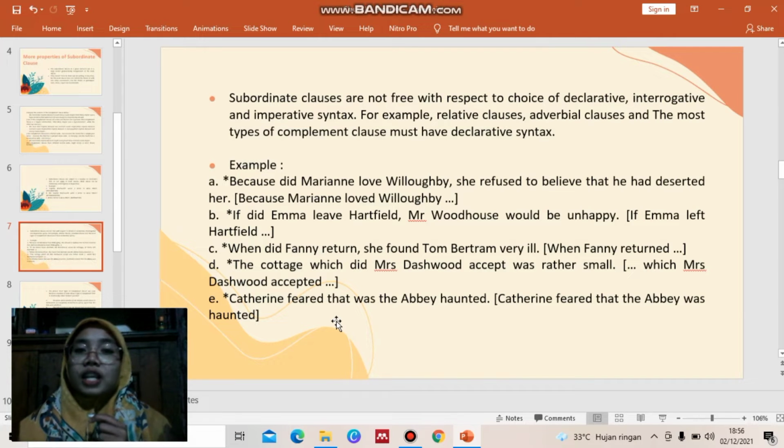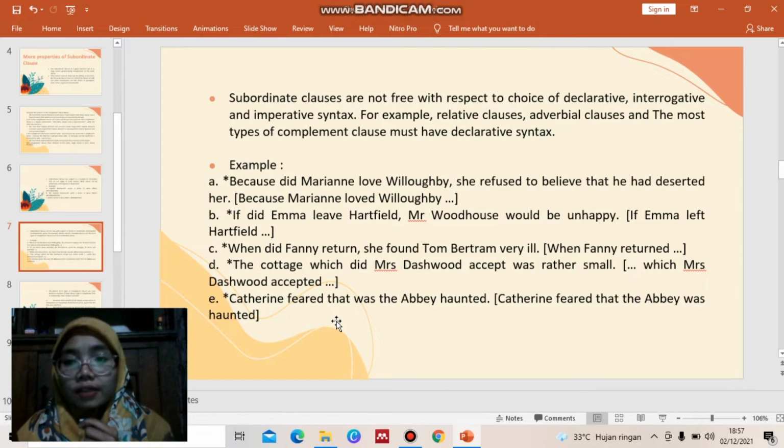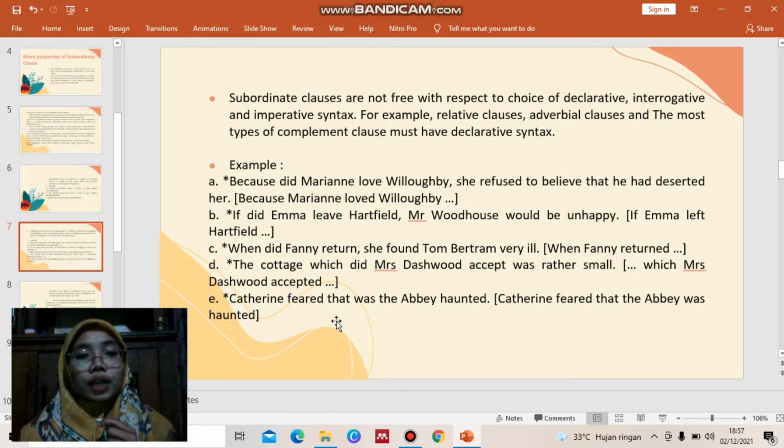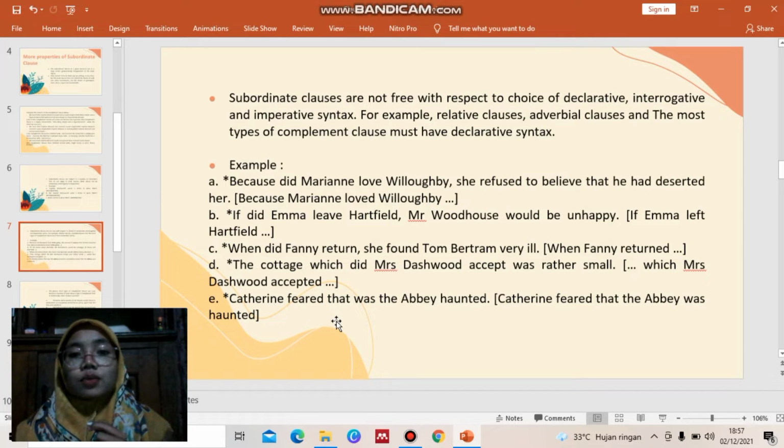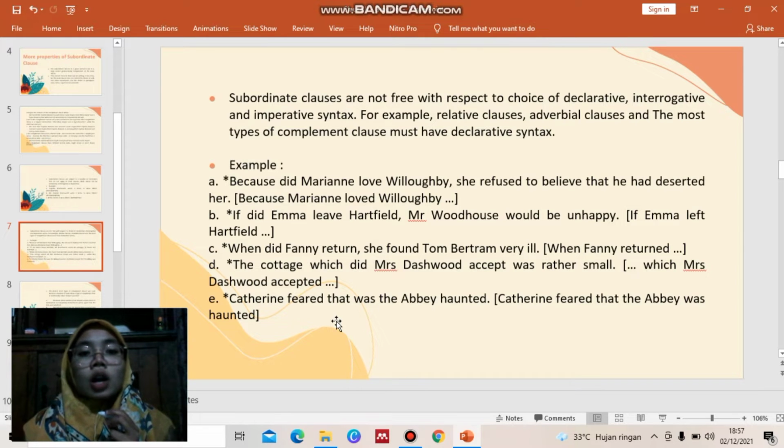Subordinate clauses are not free with respect to choice of declarative, interrogative, and imperative syntax. For example, relative clauses, adverbial clauses, and the most type of complement clause must have declarative syntax. For example, because did Marianne love Willoughby, she refused to believe that he had deserted her, because Marianne loved Willoughby. If did Emma leave Hartfield, Mr. Woodhouse would be unhappy if Emma left Hartfield. When did Fanny return? She found Tom Bertram very ill.